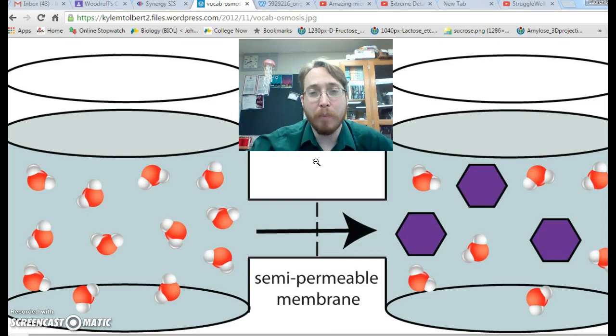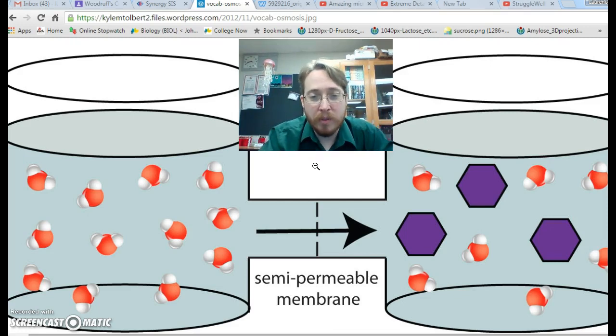A permeable membrane is any membrane that allows things to pass through it. A selectively permeable membrane is a membrane that allows some things to pass through but not others. So our cell membrane is selectively permeable. So from a biology perspective, we're specifically concerned with water diffusing across cell membranes.